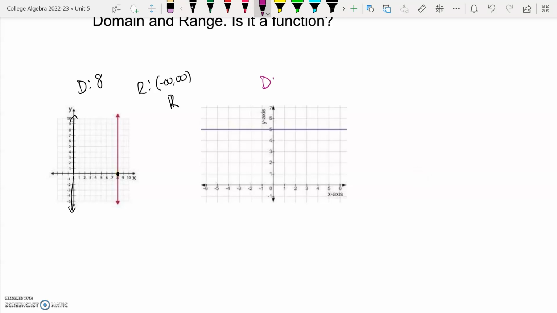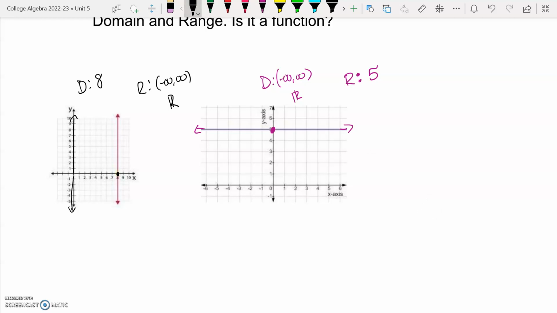The next one, a flat line, domain and range. Domain was how far left to how far right. This one goes on forever, so negative infinity to infinity, or I could say all real numbers. The range on the y-axis is just one number again, so I can just have a single number as my domain or my range.